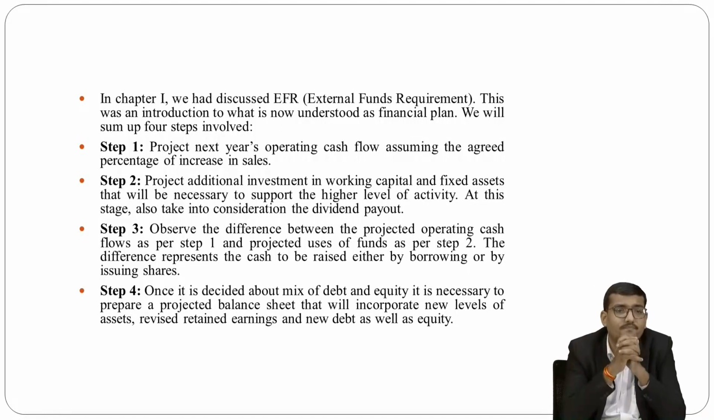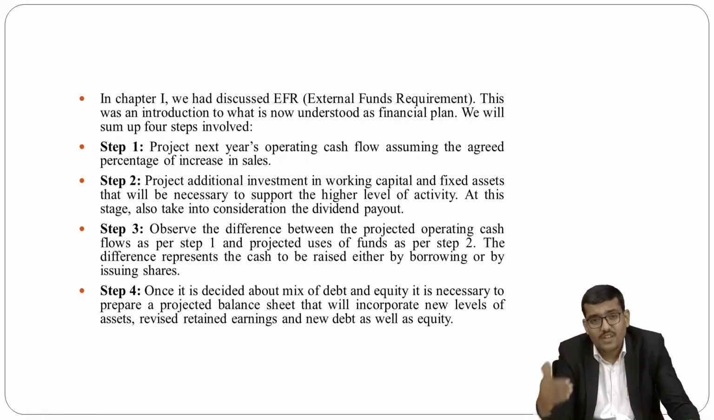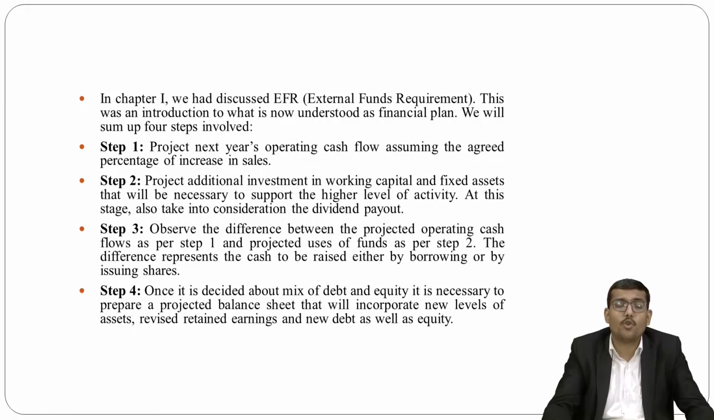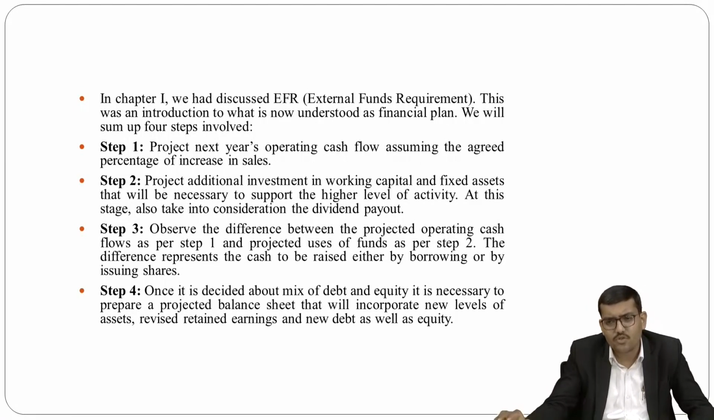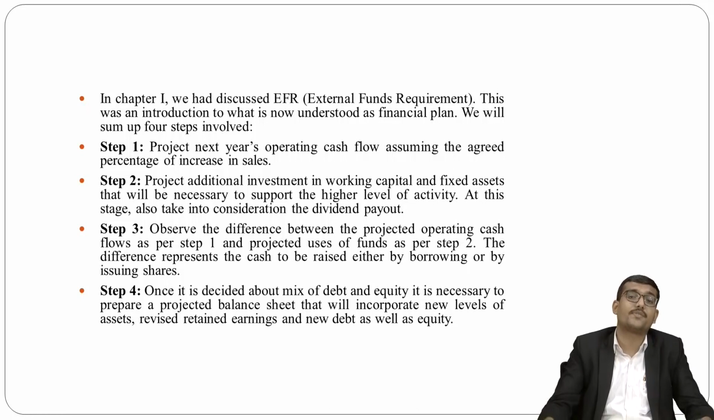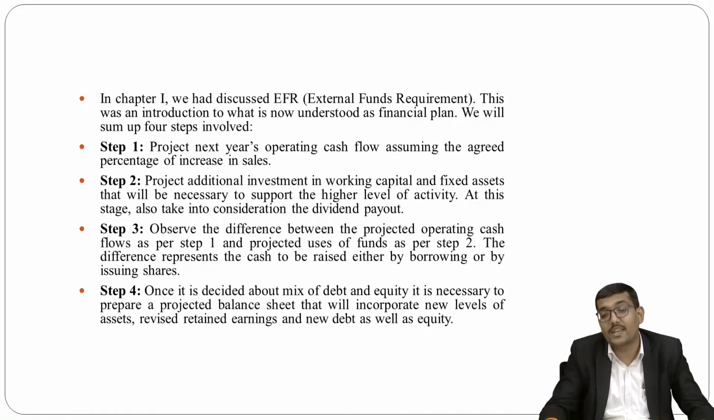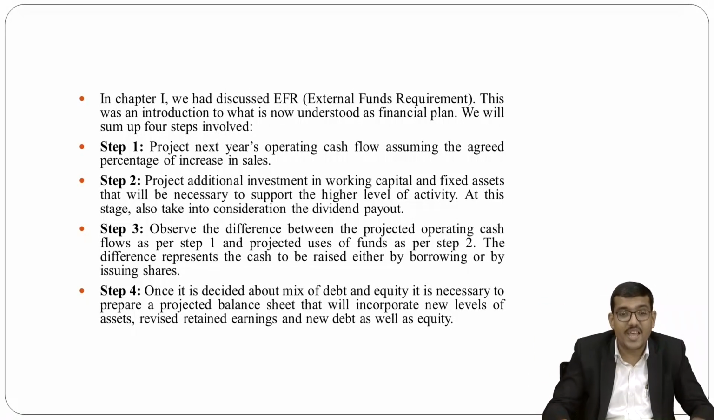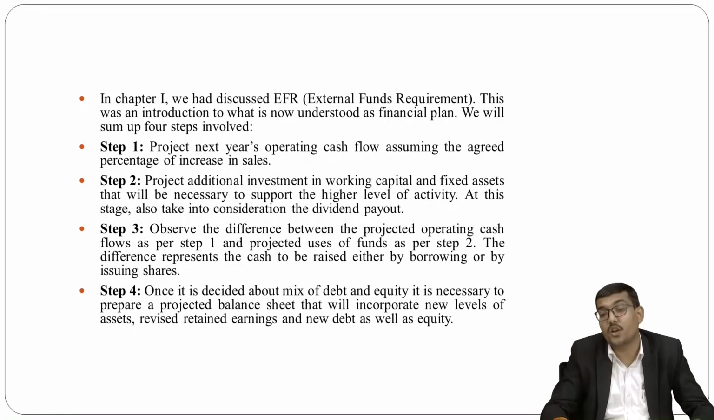Step number 1 is to project the next year's operating cash flow, assuming an agreed percentage increase in sales. That means you are just assuming the percentage of sales in the future. Step number 2, project the additional investment in working capital and fixed assets that will be necessary to support the higher level of activity. And my dear friend, at this stage you also take into consideration the dividend payout, that is, the dividend payout ratio.